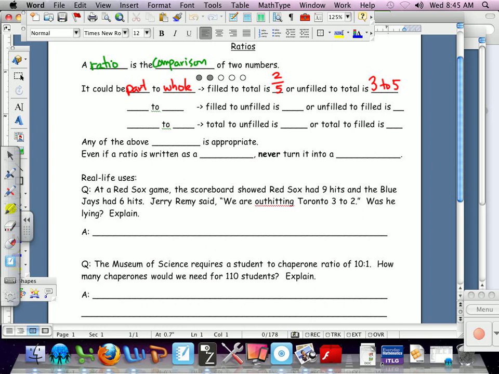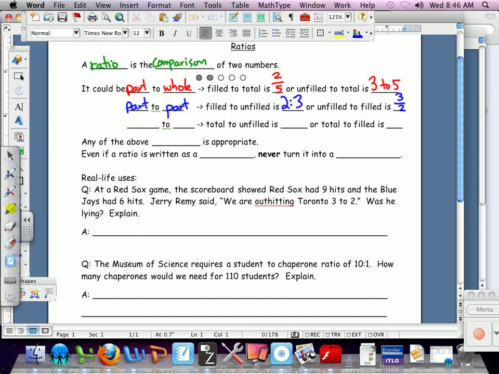For the next one, we could be comparing part of a collection to another part of a collection. The filled to unfilled is 2 to 3. A lot of times you're going to see this colon. And again, the order is important. So the 2 is the filled amounts, and the 3 are the unfilled amounts. Or it could be the other way around, the unfilled amounts compared to the filled amounts.